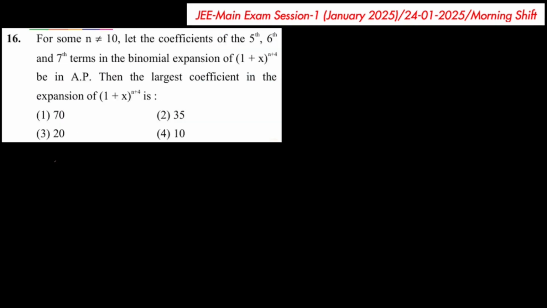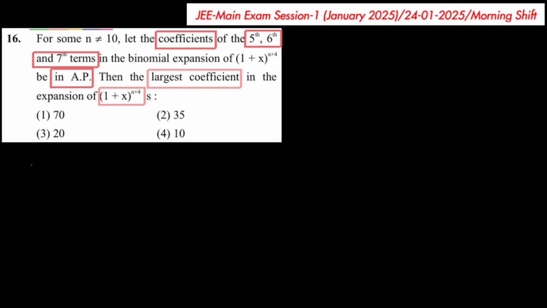This question is on binomial expansion and we have to find the largest coefficient in the expansion of (1 + x)^(n+4), and it is given that the coefficients of the 5th, 6th and 7th terms of this binomial expansion are in AP.